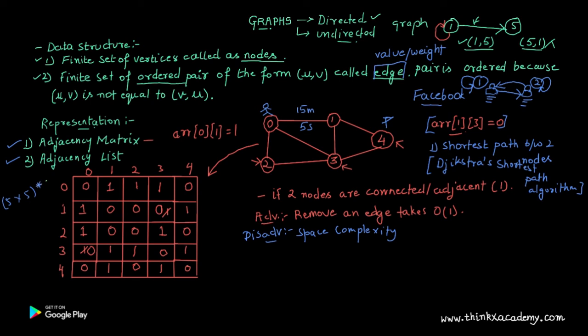Let's suppose an integer takes 2 bytes. So you will create 5 into 5, 25 into 2, so 50 bytes are allocated for this matrix, and you can see most of the entries, or most of the memory, is not occupied. They are assigned as 0. You can see that there are a lot more zeros than 1s. So a lot of space is wasted.